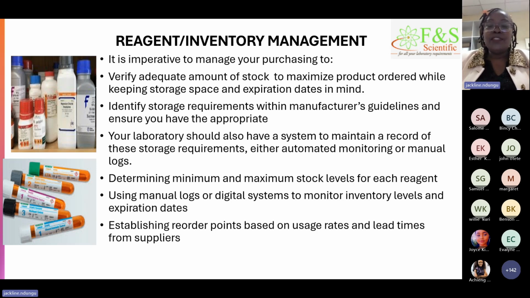You cannot be talking about quality, QC, when you do not have good reagents. And that's why I've put reagent inventory in at least one slide there.